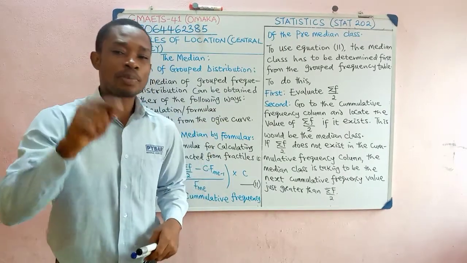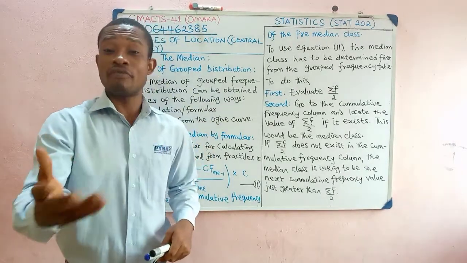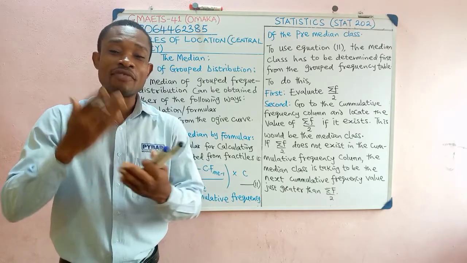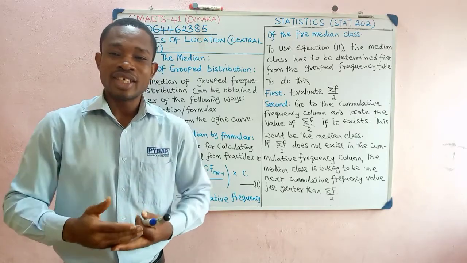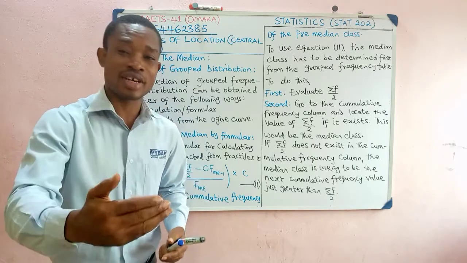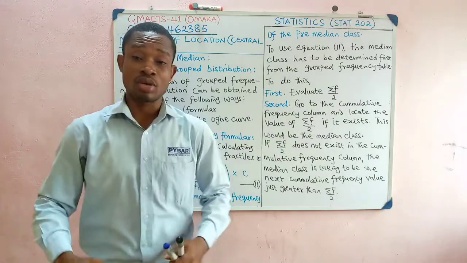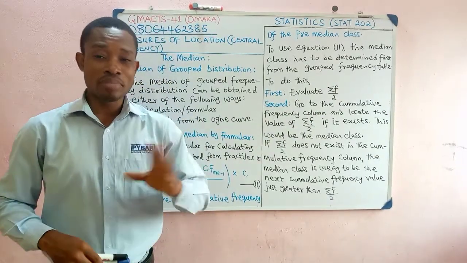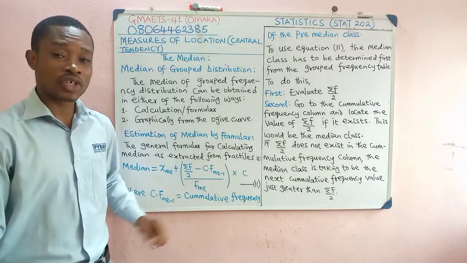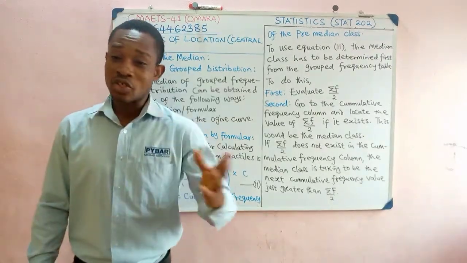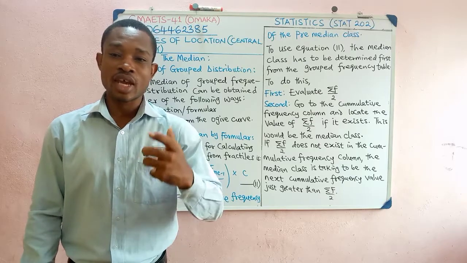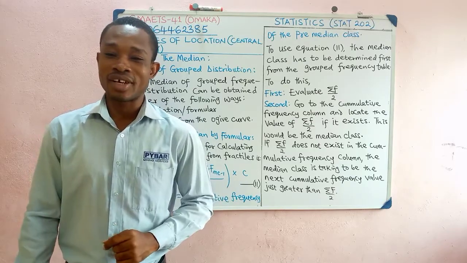But suppose on going to your cumulative frequency column, you check for the value of summation f over 2, and that value is not exactly there. Then take the next cumulative frequency value that is just greater than the value of summation f over 2. That would be your median class. Then you can pick out the necessary data, input it into this equation 11, and solve for the median. In the next video, we're going to take questions and see how we apply this formula.